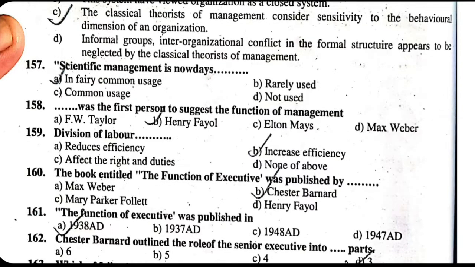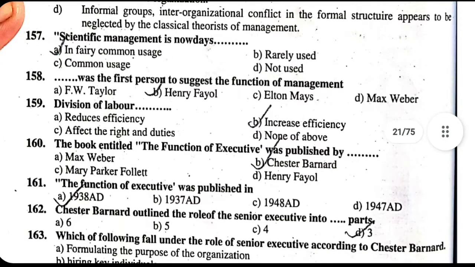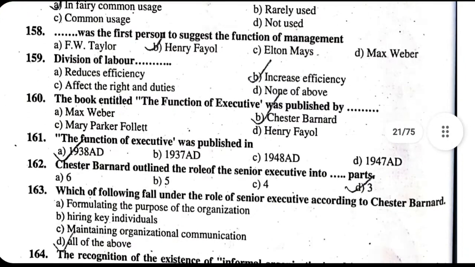162. Chester Barnard outlined the role of senior executive into 3 parts. 163. Which of the following fall under the role of senior executive according to Chester Barnard? A. Formulating the purpose of the organization. B. Hiring key individuals. C. Maintaining organizational communication. D. All of above. The correct answer is D, all of above.